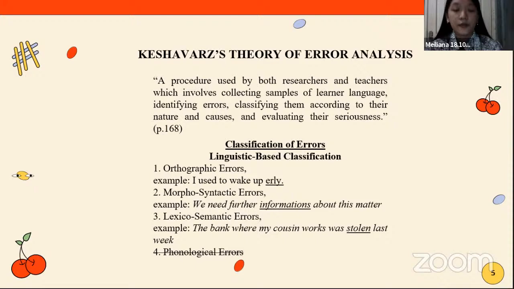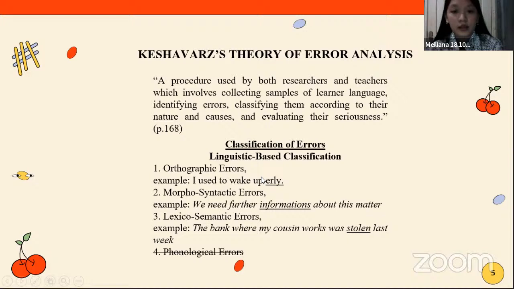Here I focus on the linguistic-based classification. There are four classifications, but in my research, I only use three. The first is orthography error. Orthography error concerns spelling. Of course, writing cannot be separated from spelling. Even though we are fluent in English, we should have the ability to write correctly. Because here, for example, "I used to wake up early."